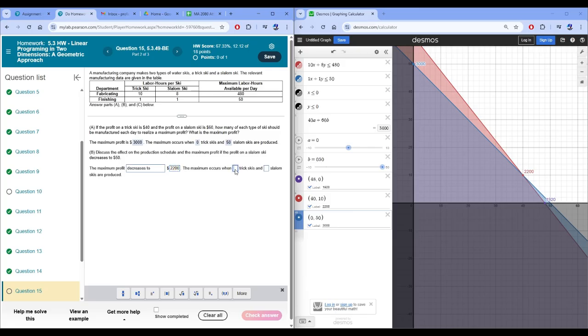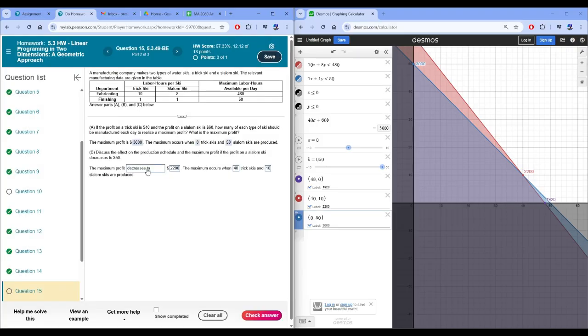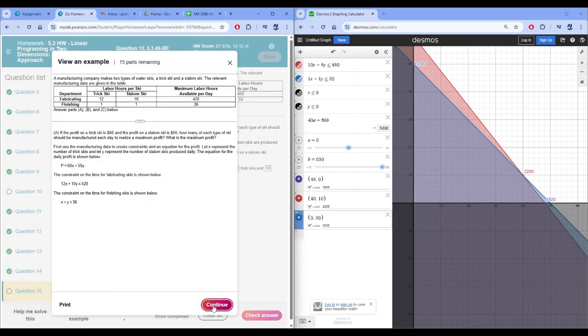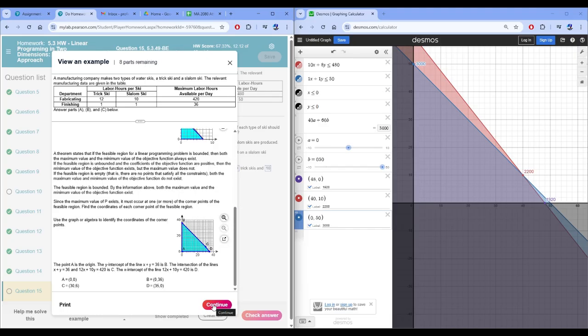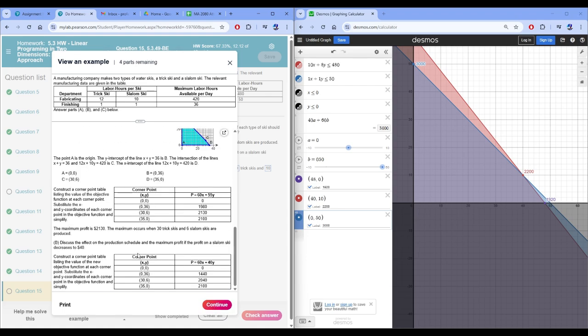They're just asking for this. What is this? 40 and 10. Create a new equation for the profit and calculate the amount of profit. I don't know, the maximum. What does the second part mean? No, I got that. The point A is the region. The x-intercept. Okay, we do. All right. Discuss the effect of the production schedule and the maximum profit in the profit. Construct a corner. I got you there.